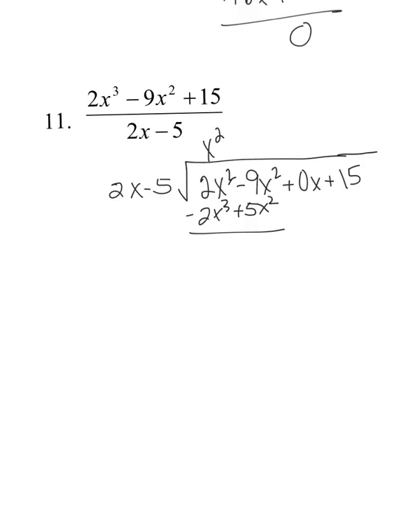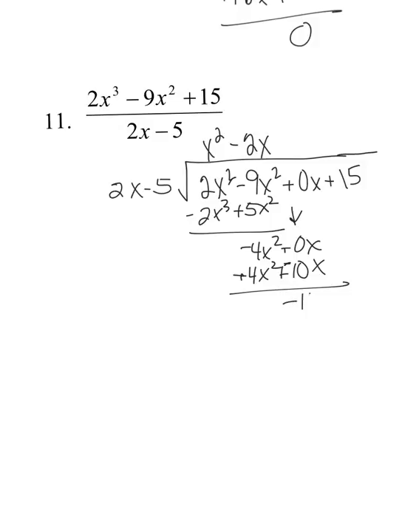So you're going to have negative 4x squared, and you had to drop down that plus 0x to hold that degree. So 2x goes into negative 4x squared, negative 2x times. So negative 2x times 2x gives me that negative 4x squared. And then it'll be plus 10x because it's a negative 2 and a negative 5. So I'm going to subtract. So this becomes plus, this becomes minus. So I'm going to have negative 10x.